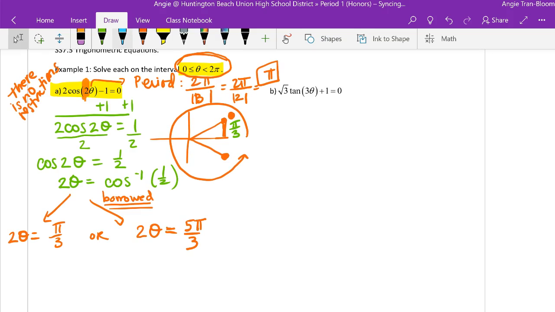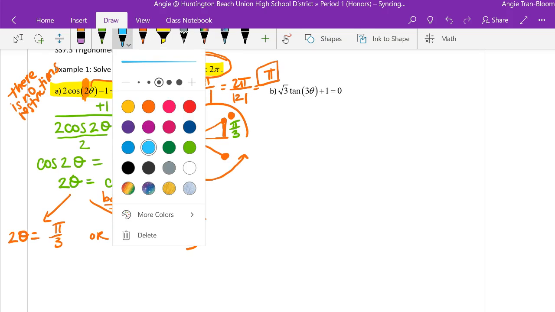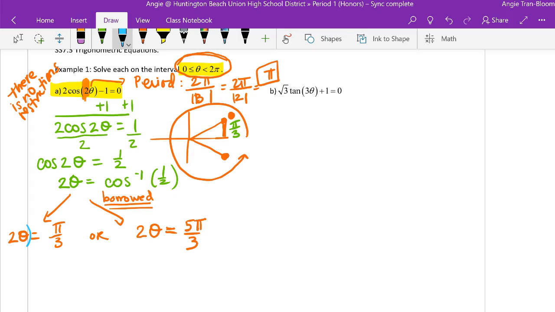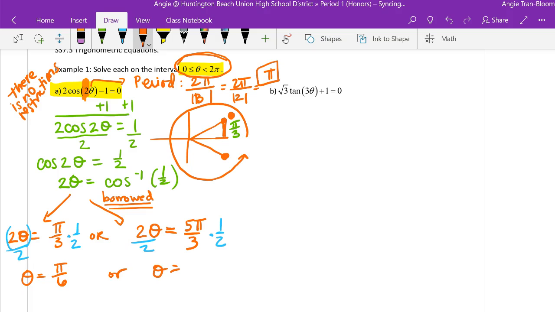Then from here, I will now get rid of the 2 by multiplying by 1/2 or dividing by 2, however you want to think of it. I'm sorry, divide by 2 or times 1/2. That's what I meant to say. So 1 theta is really what I'm trying to solve. It's pi over 6. 1 theta is 5 pi over 6.